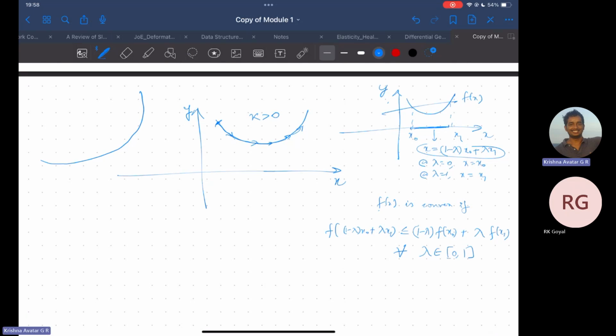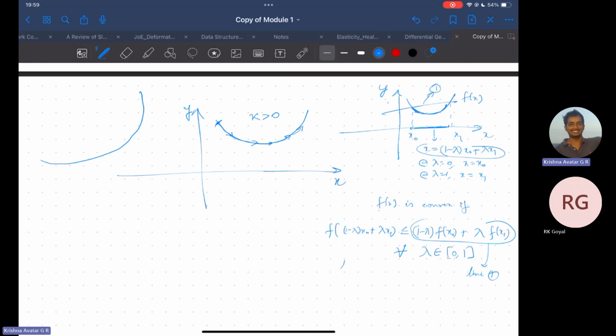Then it's called convex. Which means that the function should always lie below this line. This is the equation of this line. And if this inequality strictly holds, then we call the function strictly convex. If it is equal to, then it's just convex, not strictly convex, which means you are allowing this particular function to coincide with the straight line.